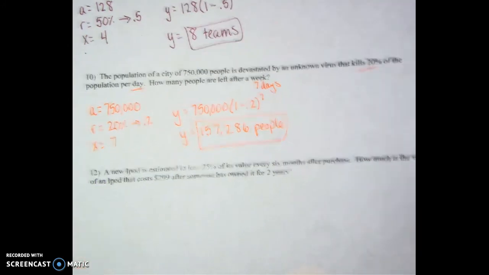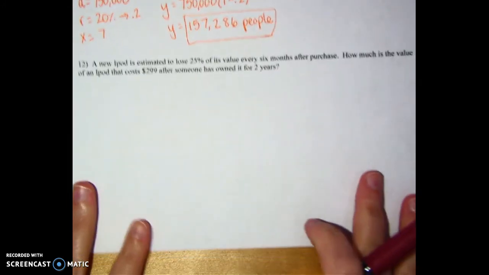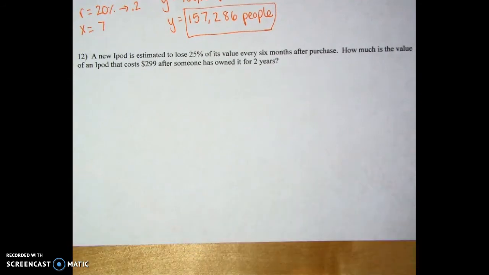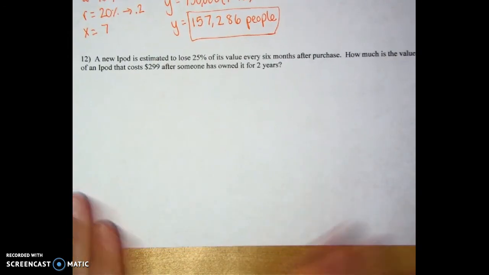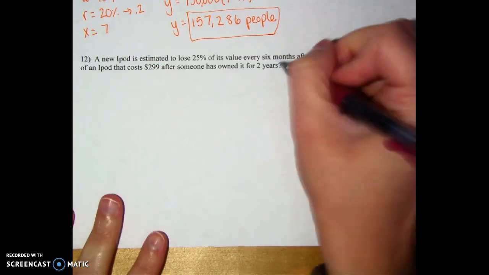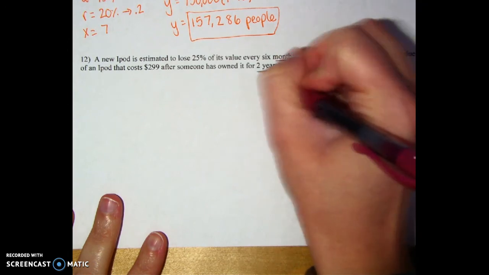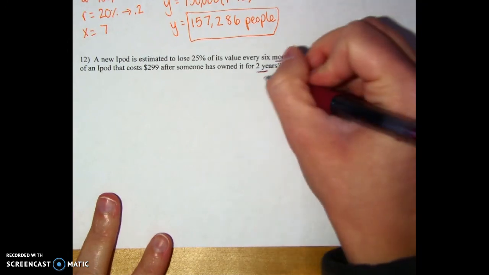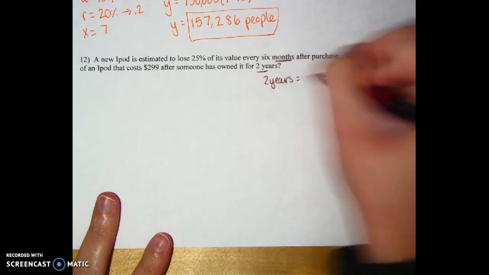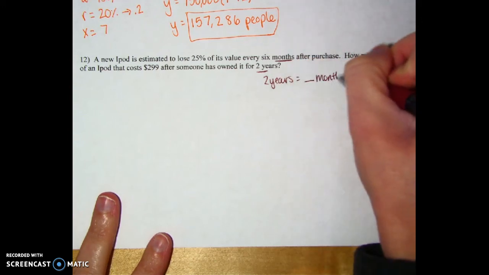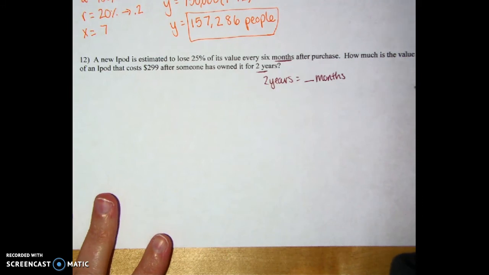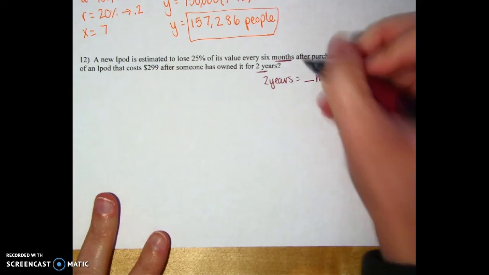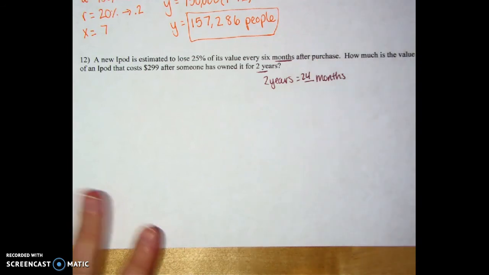Okay, last one that we're going to do. You can try this on your own if you'd like to pause it. It says a new iPod is estimated to lose 25% of its value every 6 months after purchase. How much is the value of an iPod that costs $299 after someone has owned it for 2 years? Okay, so notice this is months and we're in years. So 2 years equals how many months? Well, there's 12 months in 1 year, so 12 times 2 is 24 months.